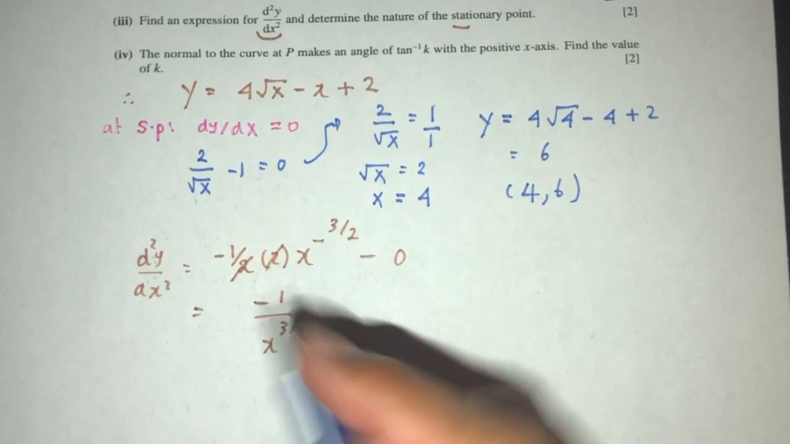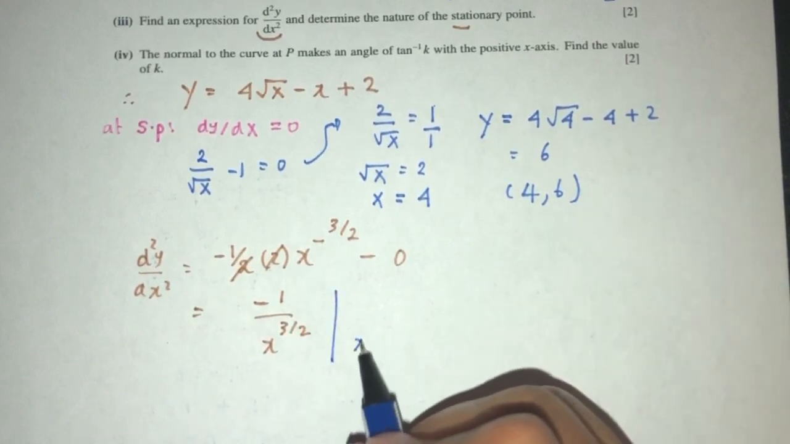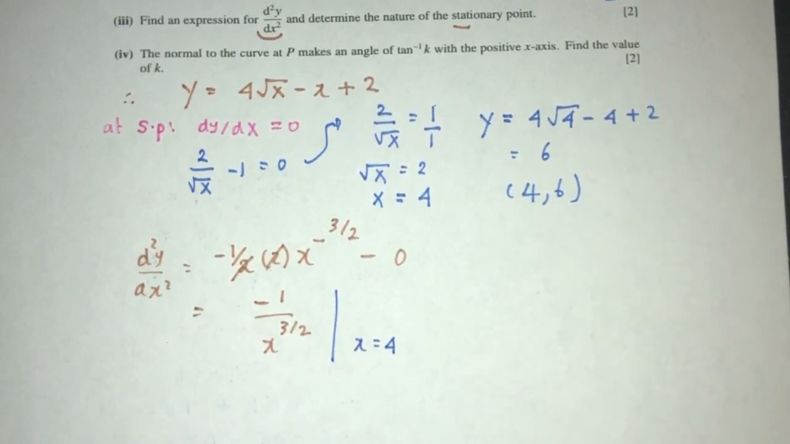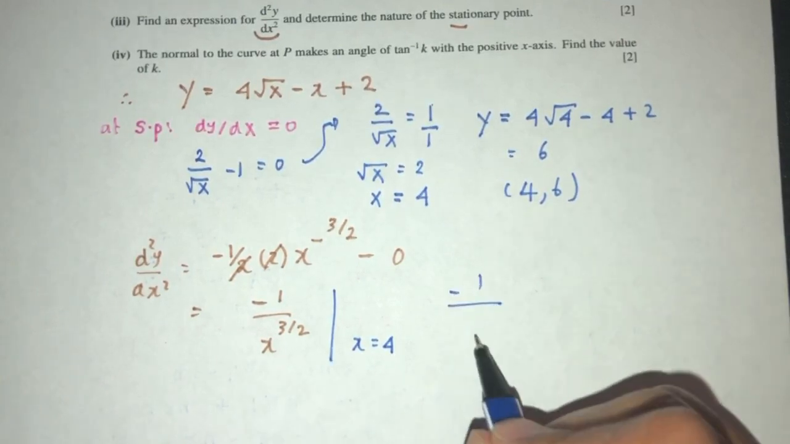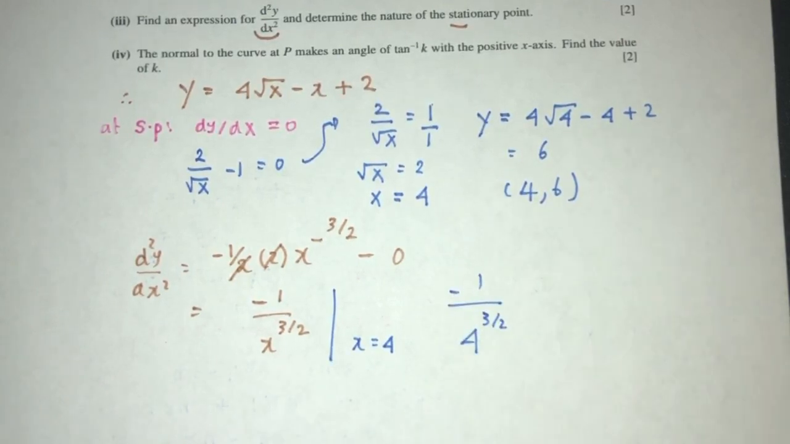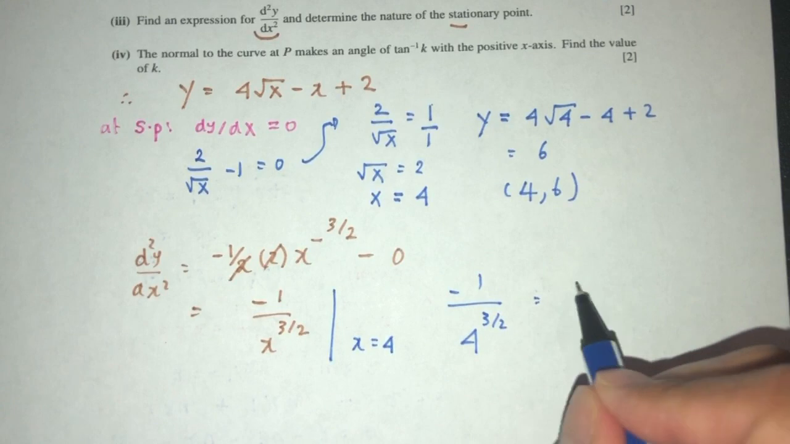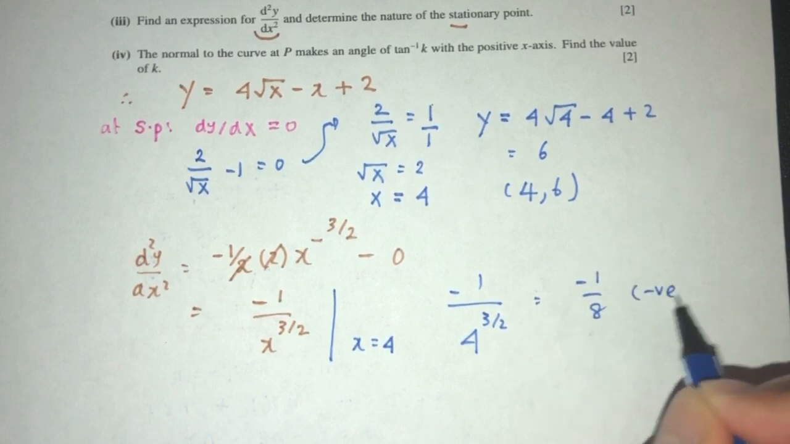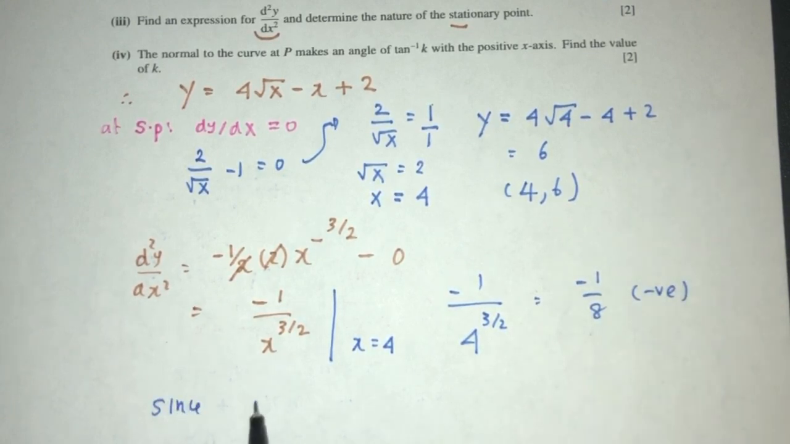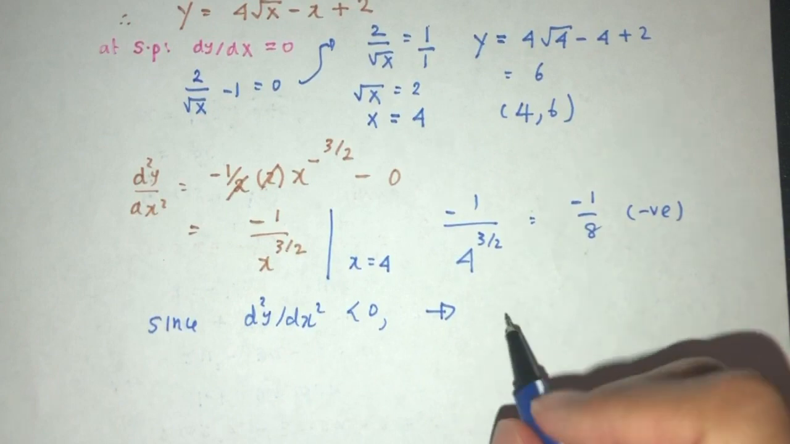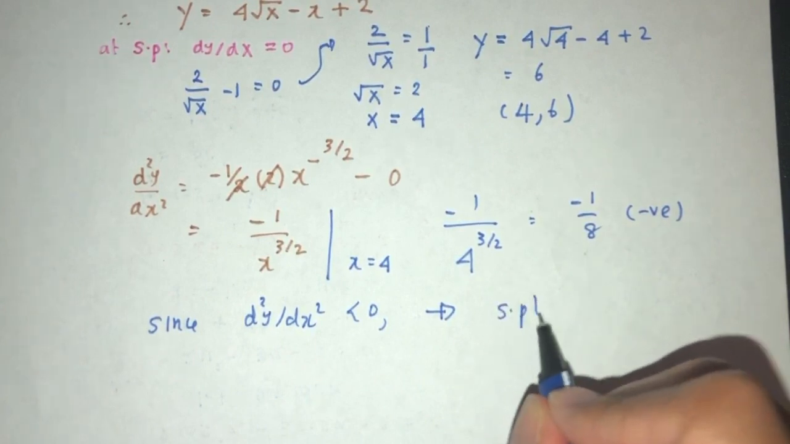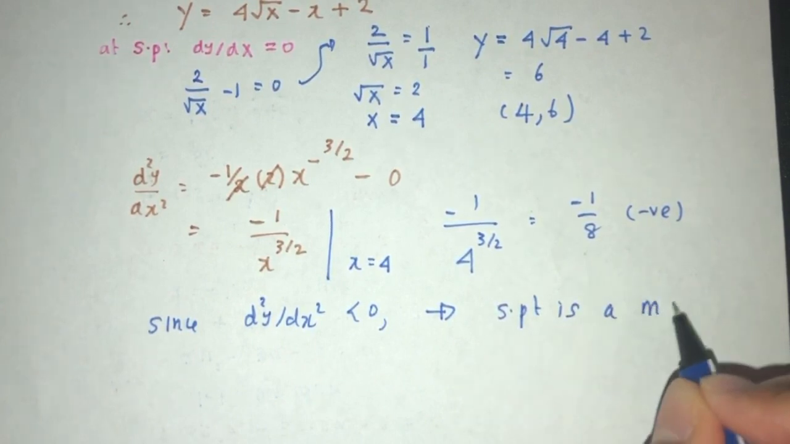Now we have to find this value at x equal to 4 to find the nature of the point. Replace, you will have minus 1 over x power 3 over 2. Let's see, what do we have? Power 1.5, which is 3 over 2. That should be this. We will have minus 1 over 8, which is a negative value. You can write since d2y by dx2 is negative, we confirm that this stationary point is a maximum point.